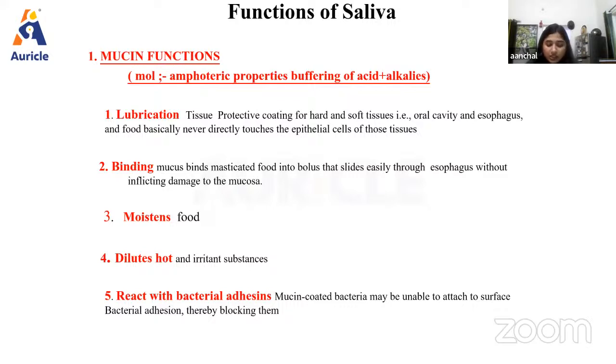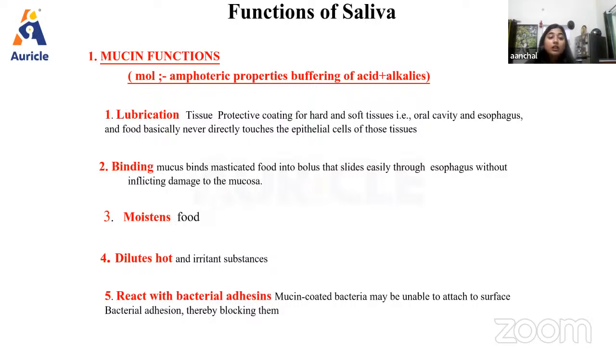Now another function is the digestive function. As we know, saliva also contains many digestive enzymes, for example salivary amylase. Salivary amylase is a carbohydrate digesting enzyme. It acts on cooked or boiled starch and converts it into dextrin and maltose.